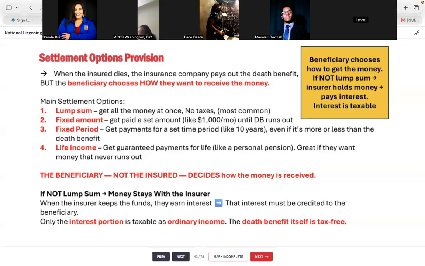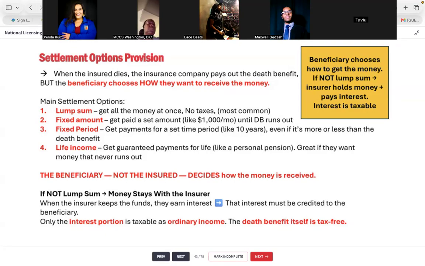You have options. Option number one, you can receive this in a lump sum. You have a $1 million death benefit with your name on it. How would you like to receive this $1 million? You can say, hey, send me a check, right? And they'll send you a check with your name on it. No taxes, no nothing. You just take your $1 million to the bank, and there you go.